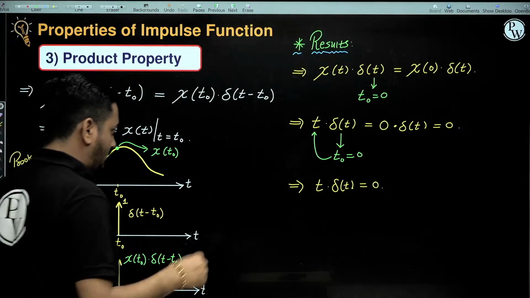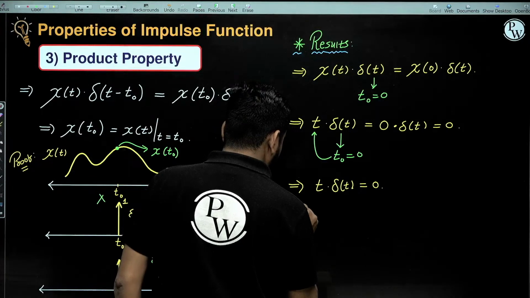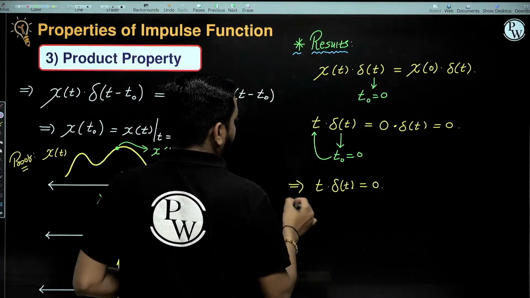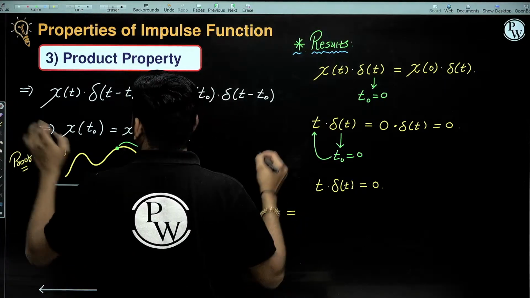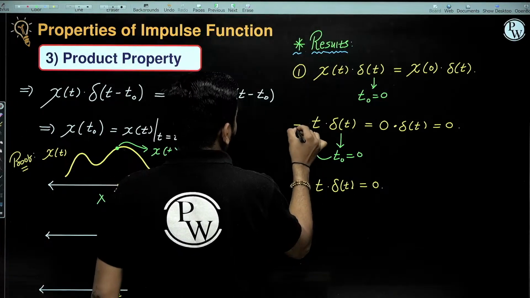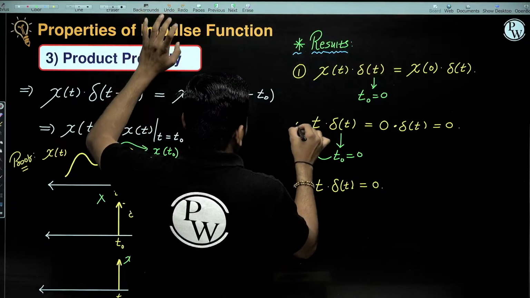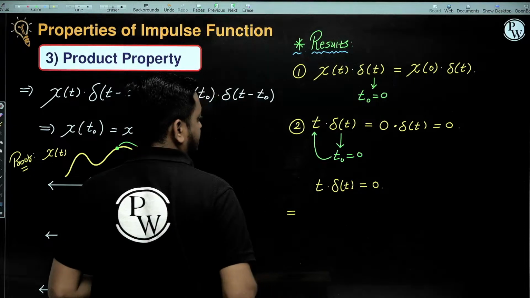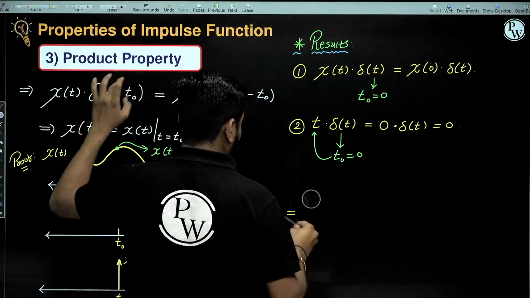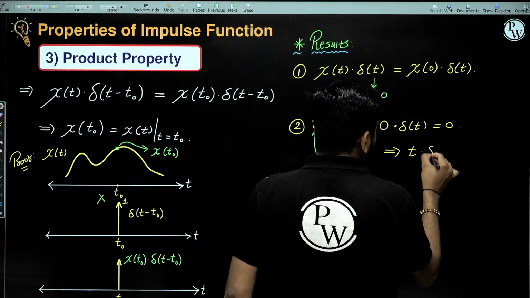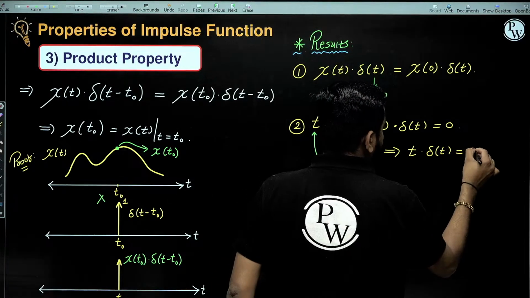One more result. In general, the first result, this is the first result, and this is the second result. Here you can write t into delta t equal to 0.